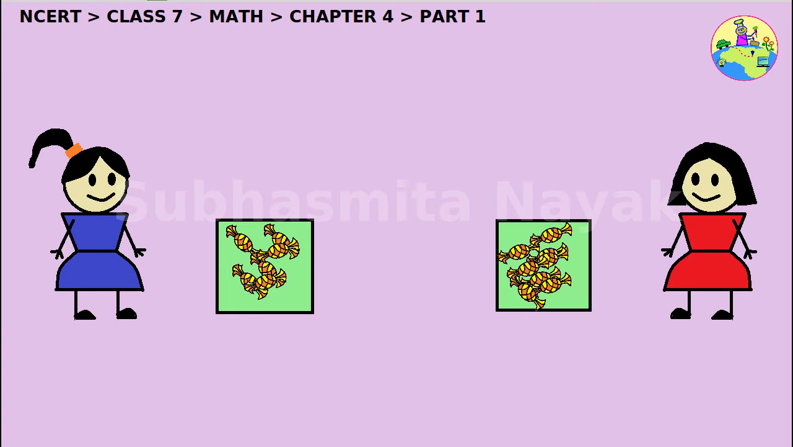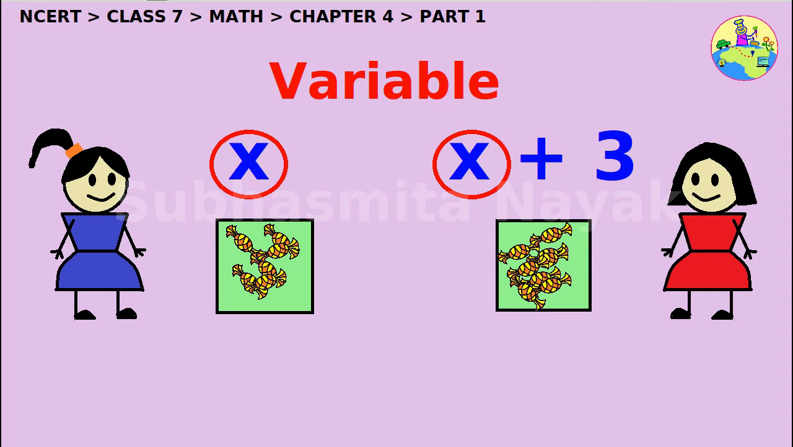In this kind of situation, we can assign an alphabet to the number of chocolates Sarah has. Let's say Sarah has X chocolates. Here X can be 1, 2, 3, 4, 5, 6 and so on. Then the number of chocolates Twinkle has is X plus 3. Here X is called a variable.